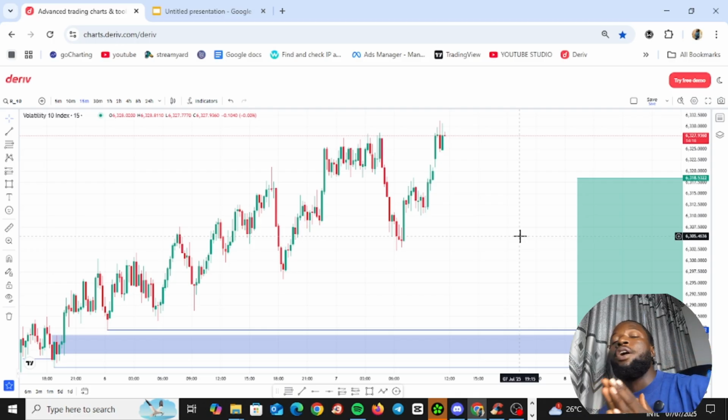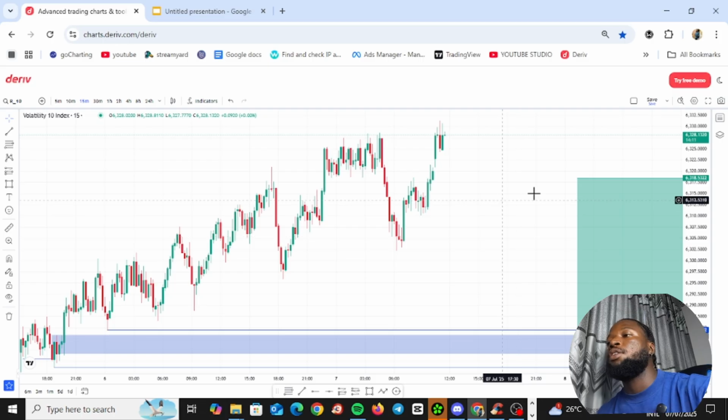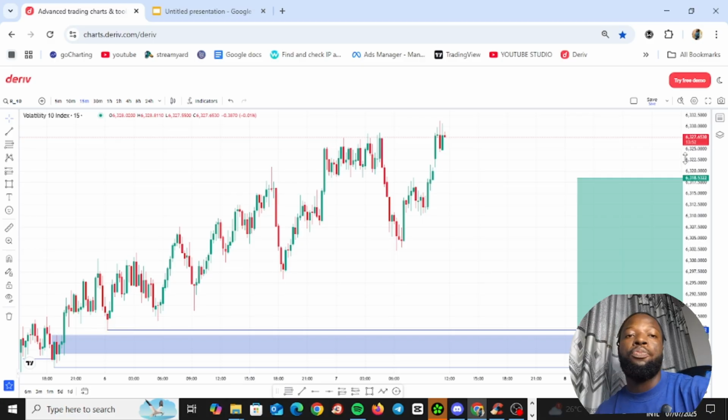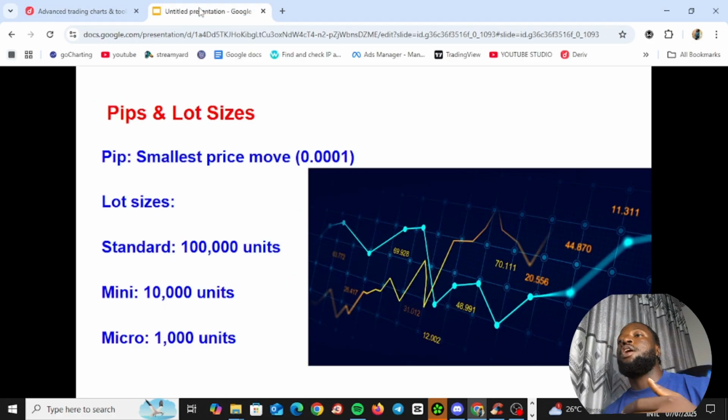Okay, so for every single move the candle makes, the movement is called pips. You can calculate it: if you go from 6320.000 to 6320.500, you subtract 6320.000 from 6320.500. That is what gives you the pips from that point to this point, and that is what the movement is all about. That is what pips is all about. Pips simply means the movement of price.